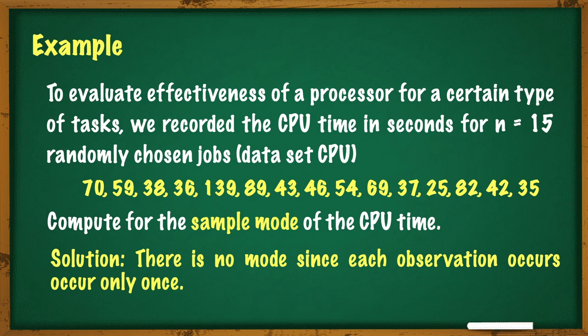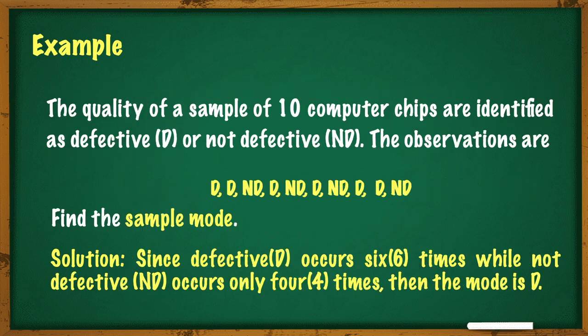Another example is the quality of a sample of 10 computer chips which are identified as defective or not defective. The observations are as follows. With these observations, find the sample mode. Since defective, D, occurs 6 times, while not defective, ND, occurs only 4 times, then the mode would be D, or defective.